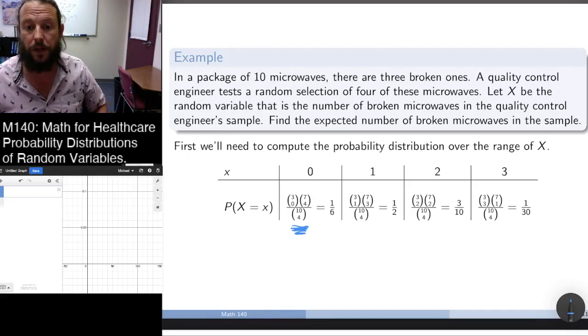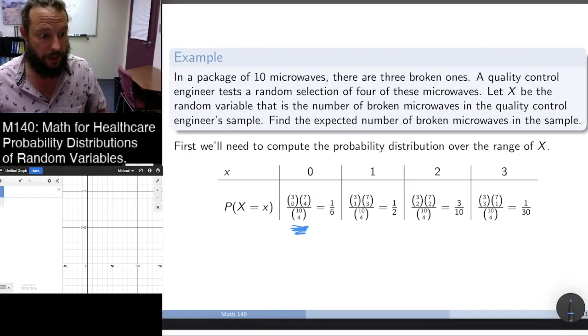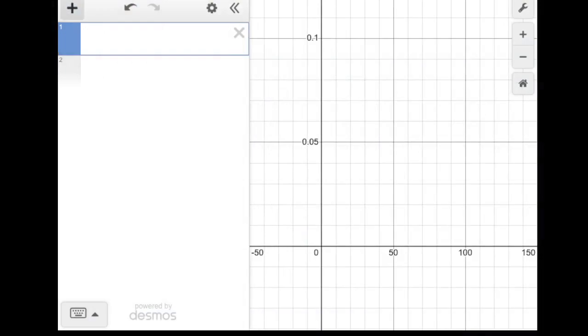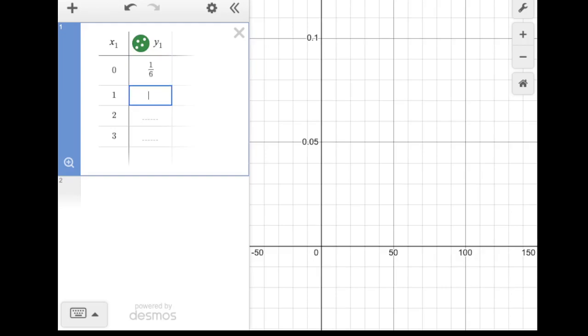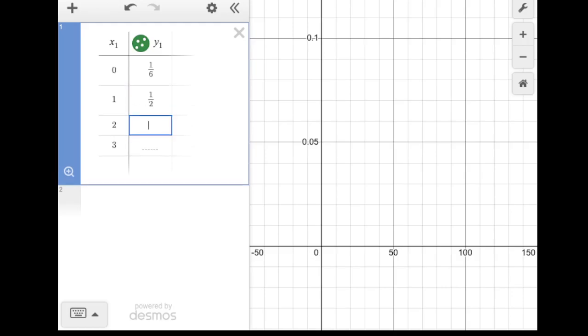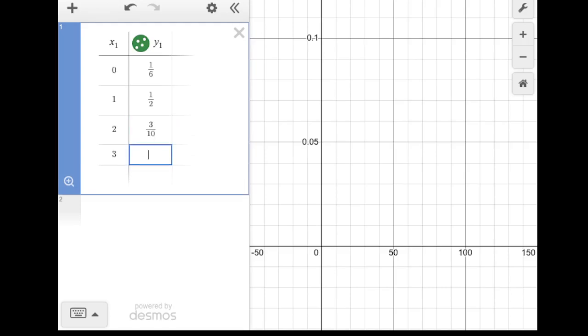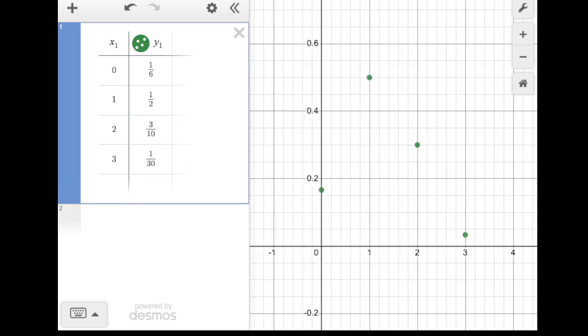We could visualize that real quick. Let's put that in there. Put the table. We got 0, 1, 2, 3. The probability of 0 was 1/6. The probability of 1 was 1/2. The probability of 2 is 3/10. And the probability of 3 is 1/30. Okay, we'll zoom in onto that.